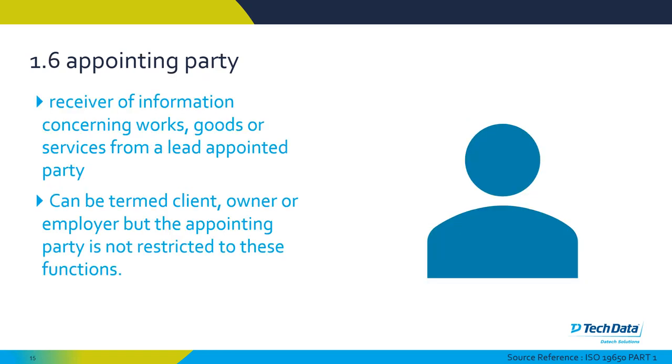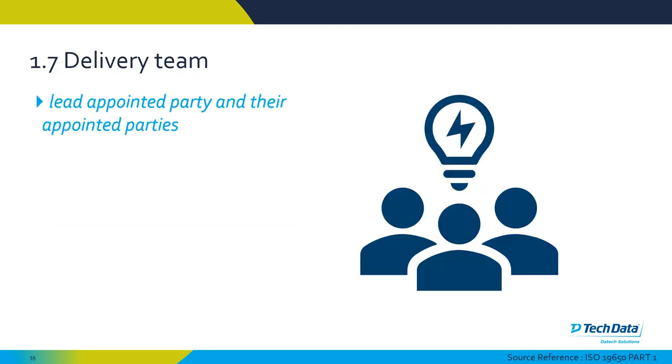Then we have the appointing party, and the appointing party is also known as the client or the owner or the employer. And in this case, we'll refer to the appointing party as the client, assuming that the client is in the top end of driving the project. And then you have the delivery team, which are the lead appointed parties and their appointed parties.